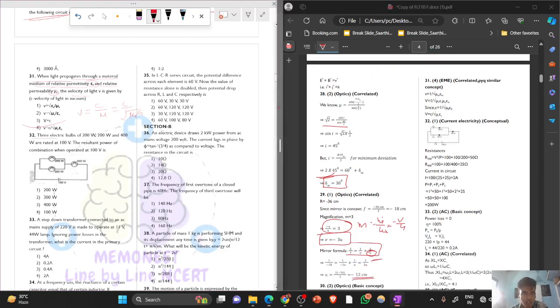Now moving ahead, three electric bulbs of 200 watt are connected in this way. The question is about the resultant power of the combination when operated. You know power is a scalar quantity, so the resultant power will be P1 plus P2 plus P3.